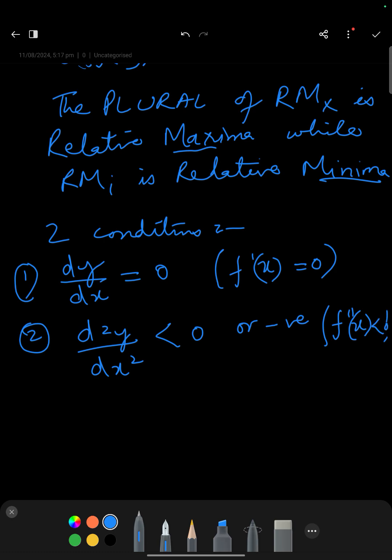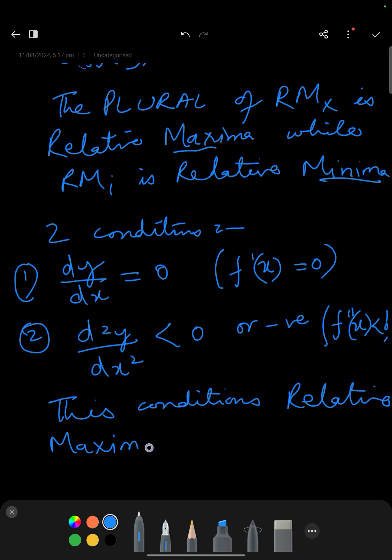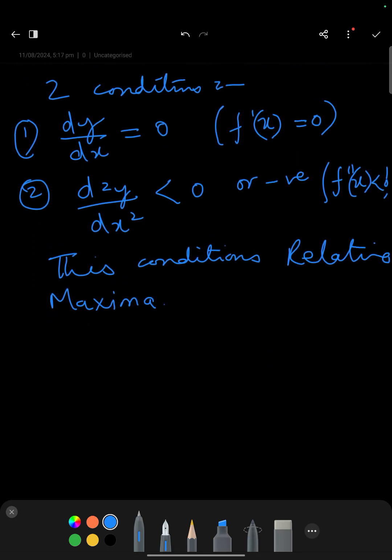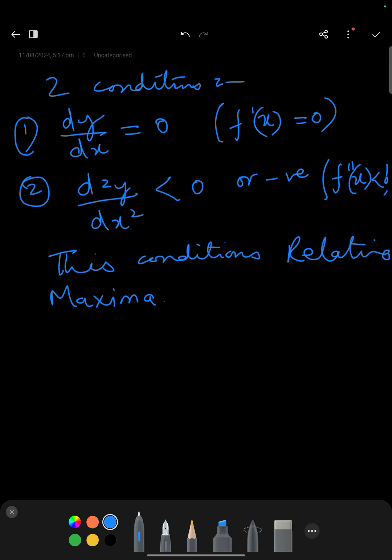So this condition denotes relative maxima. When the first derivative is 0 and the second derivative is negative, the condition is relative maxima.